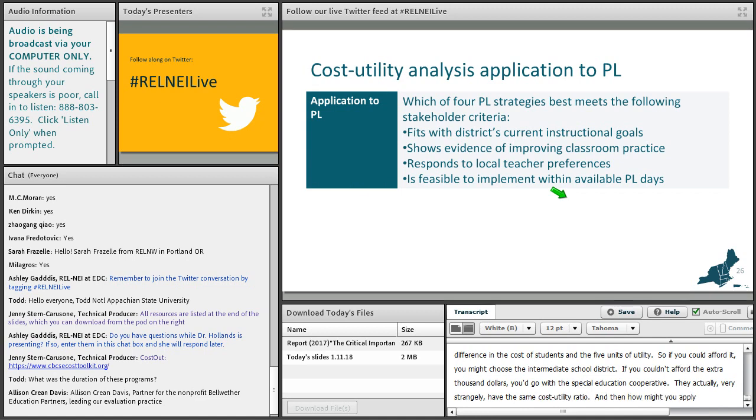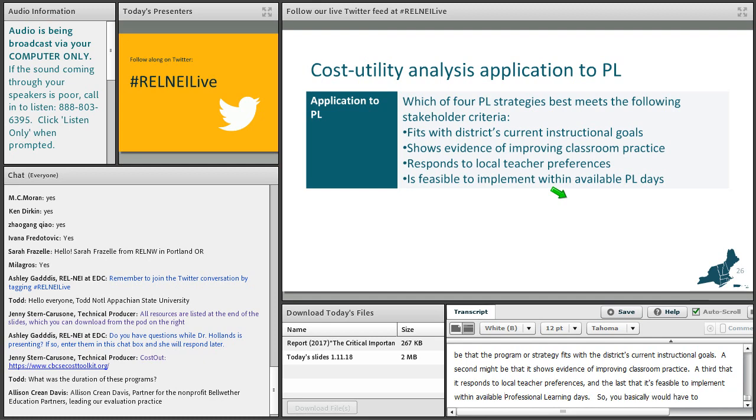And then how might you apply this to professional learning? It may be the case that you're considering 4 different professional learning strategies, and your stakeholders, who might be teachers and administrators, have indicated 4 requirements for these strategies. So one might be that the program or strategy fits with the district's current instructional goals. A second might be that it shows evidence of improving classroom practice. A third, that it responds to local teacher preferences. And the last, that it's feasible to implement within available professional learning days.